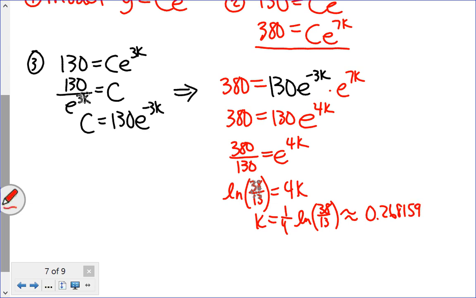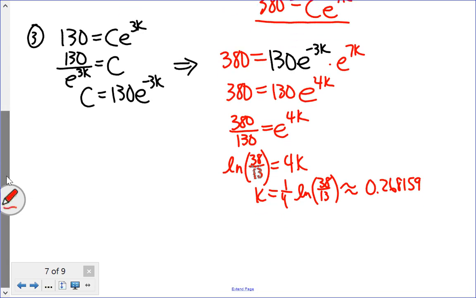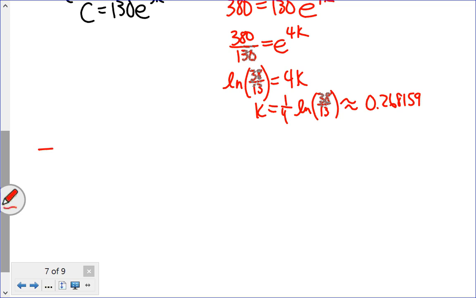Now the difference is, I found k, but I don't actually know c. So I want to actually find that at time 0. So I'm going to take that information and plug it back into our model. So now I have that k is 0.268159 times time. But I want to find c out. So I've got to take one of my initial conditions. So I had either 3, 130 or 7, 380, and I'm going to plug that in, and that will leave me only the c that I don't know, because if I plug in for t and I plug in for y, then I can find c.